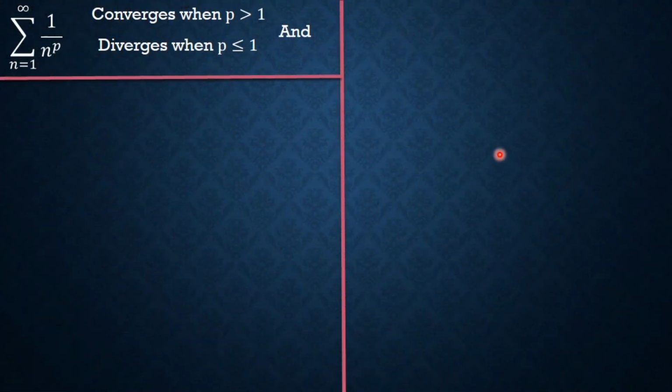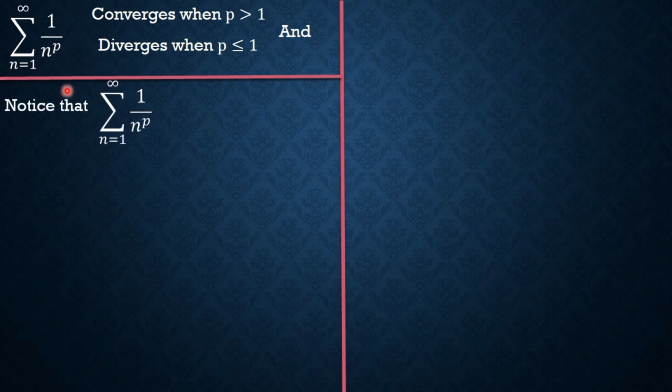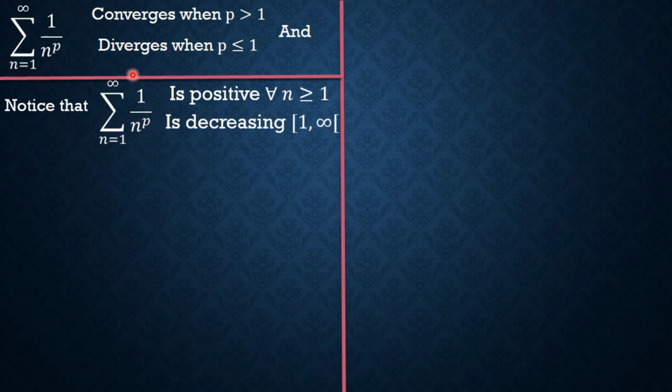Great, welcome back. So this is the series we are talking about, the series as n goes from 1 to infinity of 1 over n raised to the power p. Let us notice that we can draw certain conclusions about this series. First of all, the series is a positive series, that is, for every n greater than or equal to 1, this series is positive. The series as well is decreasing on the interval from 1 to infinity. Again, we can see that the series is continuous from 1 to infinity.